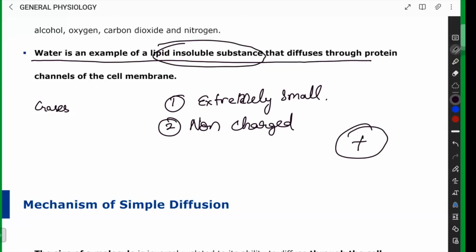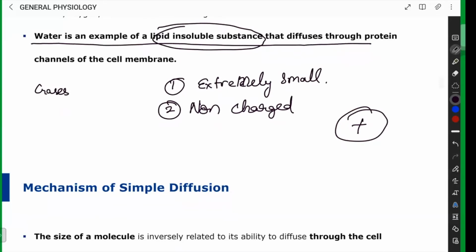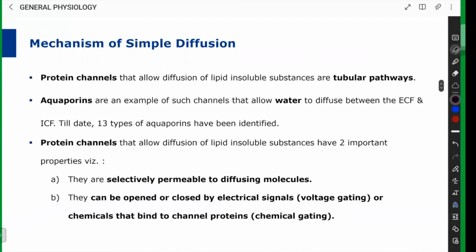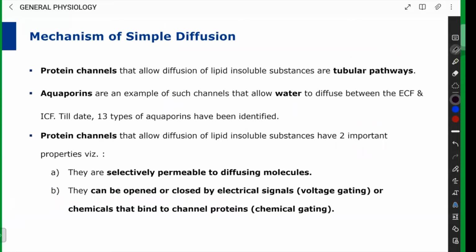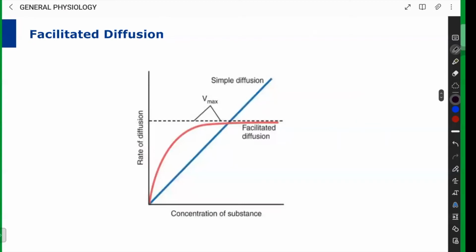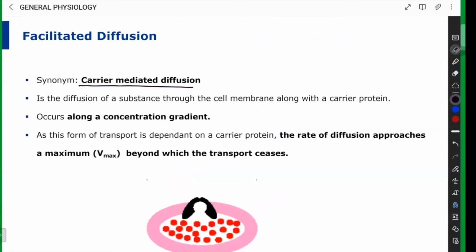In that case, what happens? It cannot go through simple diffusion. Then it has to go through aquaporins. That is what you call facilitated diffusion. For example, carrier-mediated diffusion: the simple diffusion process is facilitated by a carrier protein. For example, GLUT, the glucose transporter, helps the transportation of glucose. This is called facilitated diffusion.